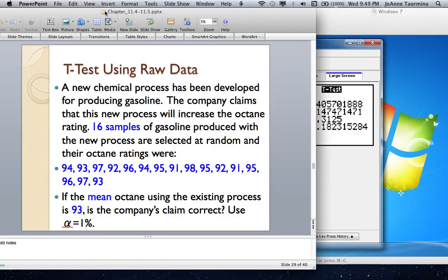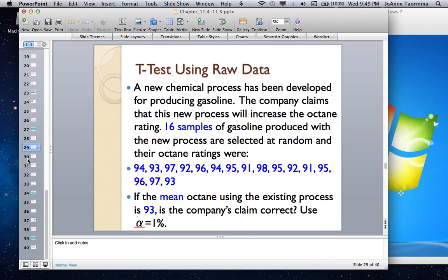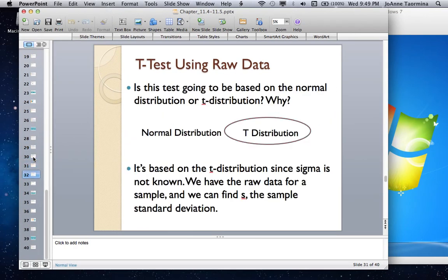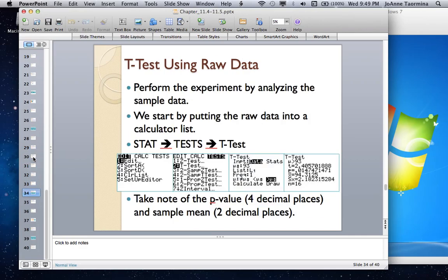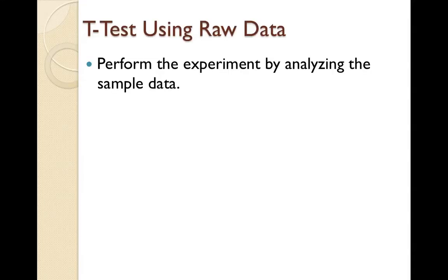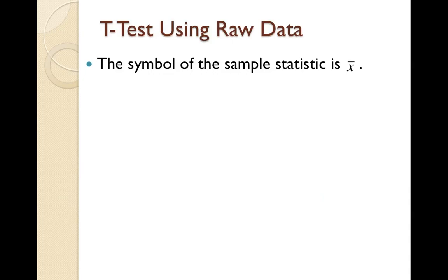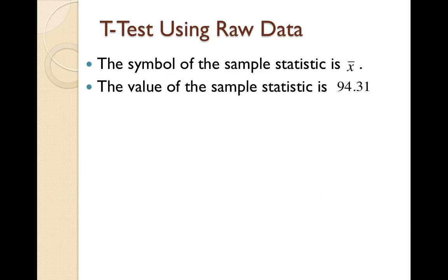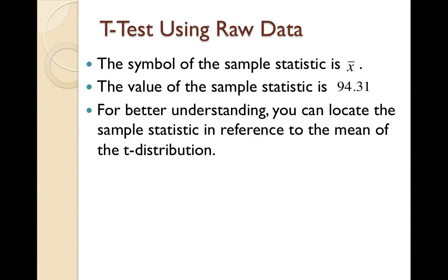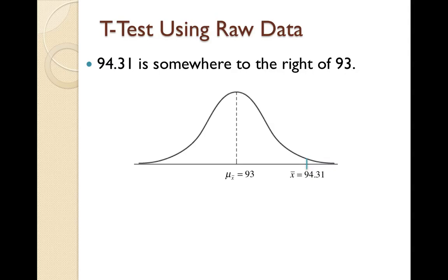So take note of that information, because on the handout, which is exactly the same as what you're going to see on the exam, you're asked for X bar. Okay, so the symbol of the sample statistic is X bar, and the value of the sample statistic is 94.31. Okay, so now you have those two. You're going to go and take a look at where 94.31 lies on the bell curve. It's somewhere on the right side of 93.